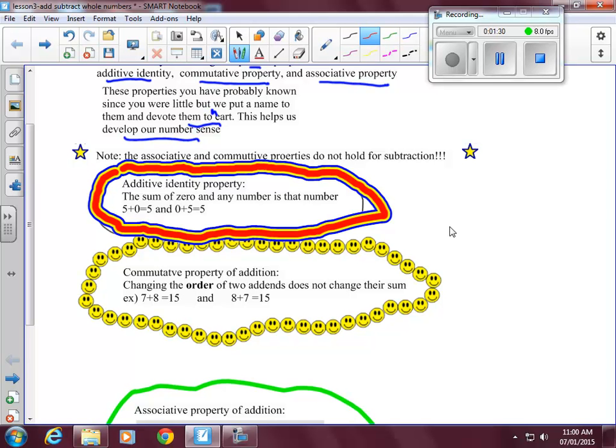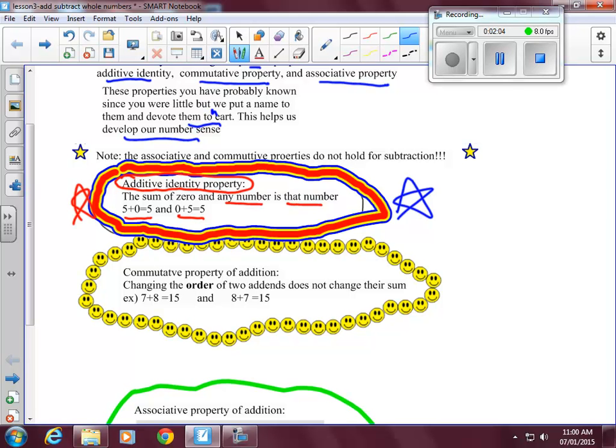All right, let's start off with the additive identity property. You've probably known since you were pretty little that 5 plus 0 is 5 and 0 plus 5 is 5. That means that if you add 0 to any number, you get back that number. So the sum of 0 and any number is that number. That's the additive identity property, you see? Nothing difficult, it's just that you have to memorize what it's called. If I tell you to recite or give me an example of the additive identity property, that's what we're looking for, okay?